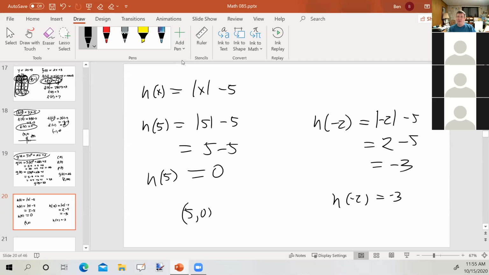Remember, absolute value is always positive, except the absolute value of 0 is 0. So absolute value is like a distance on the number line. Okay, so it doesn't matter what number is in there, it's always going to be positive. Yeah, unless it's 0, and then it's going to be 0.